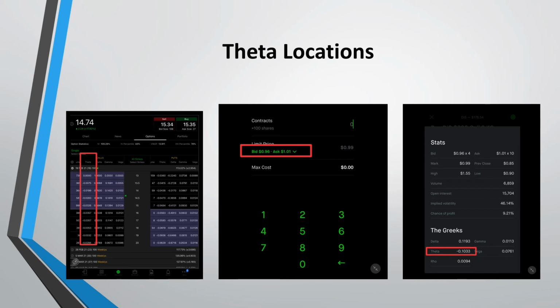Now remember, the fundamentals stay the same. If it's a put and you see a negative, it's still going to be the amount of dollar move that your option will move for every dollar move on the stock. It's still going to be the same concept, even if it's negative.